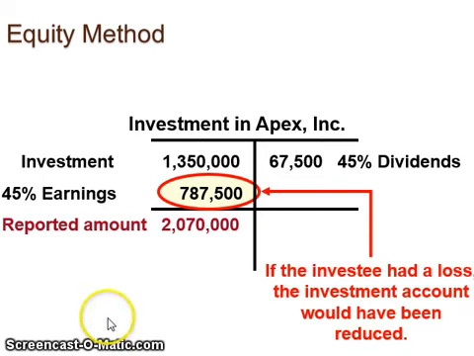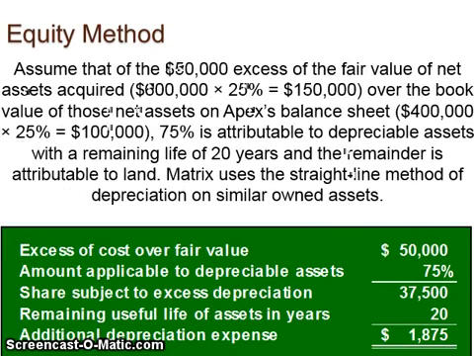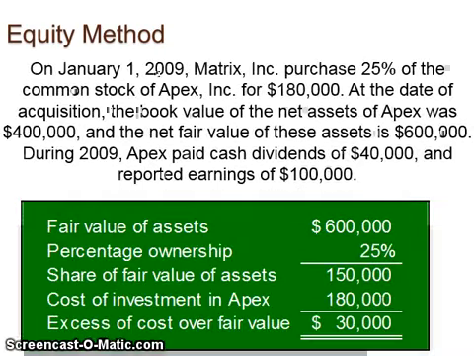From a T account perspective, this is what our investment in Apex looked like: our original investment, the reduction by dividends, the increase by earnings. So our investment in Apex at this point is $2,070,000. This is our example. Moving on, there is another example showing what happens when you have that excess with the goodwill piece of it.